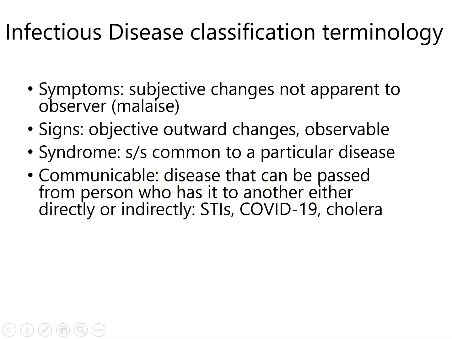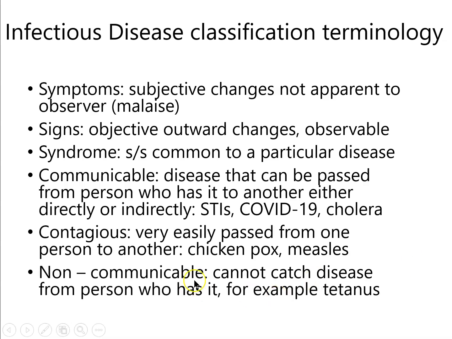Communicable means a person can pass it to another person. So a sexually transmitted infection or COVID-19 or cholera, whatever, those can be passed from person to person. Non-communicable would be like tetanus. You get it from environmental bacteria, tetanus, botulism, but you don't pass it to anyone else. And then contagious is a specific form of communicable. Contagious means very easily passed from one person to another.